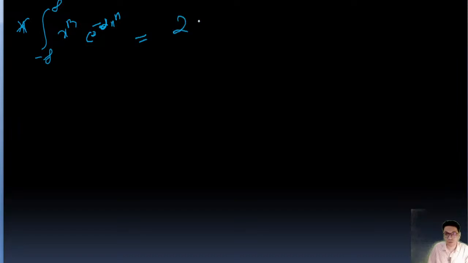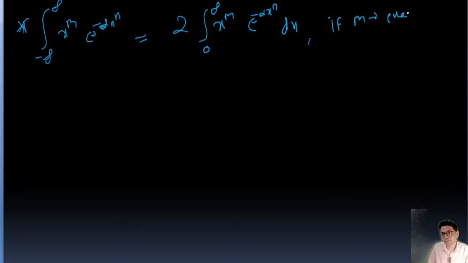This value is equal to 2 times the integration from minus infinity to plus infinity, my apology, it's 0 to infinity, we have to break the limit. Okay, so 0 to infinity of x to the power m e to the power minus alpha x to the power n dx. This value is equal to this value. There is a condition: if m is even and n is also even, this holds; otherwise the value is going to be 0.